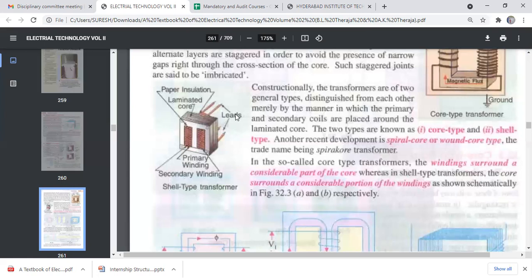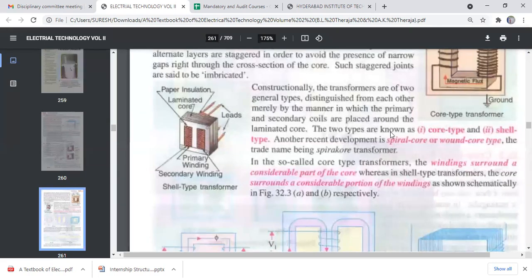What are the types of transformers according to construction? In the exam, they will ask what the classification of transformers is, or what the types of transformers are. Don't write step up transformer and step down transformer. You write down what I am telling now.